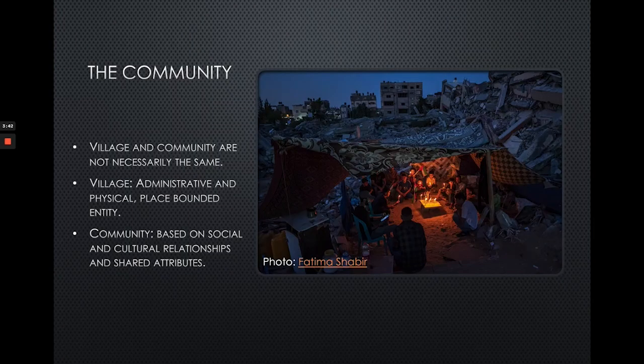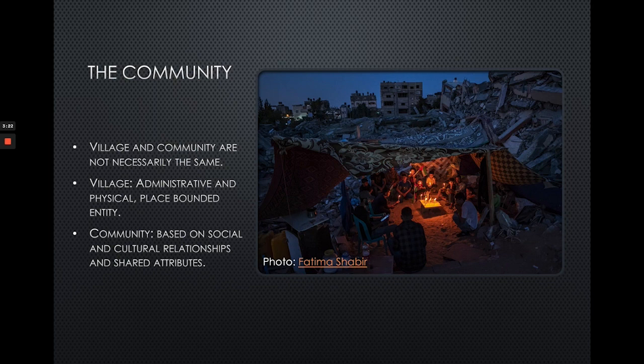And it is important to keep in mind that the village and community are not necessarily the same. Even if the village is an administrative and physical, bounded entity, the community is more based on social and cultural relationships and shared attributes.